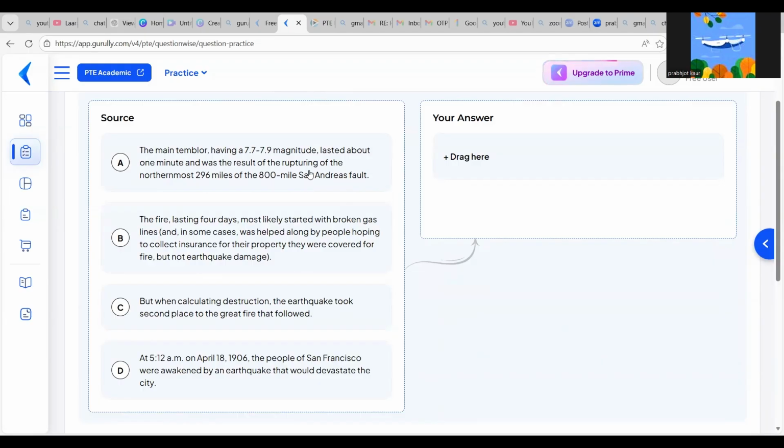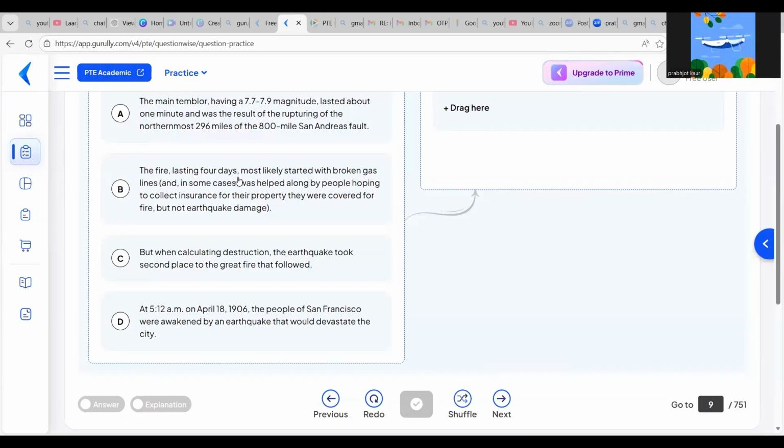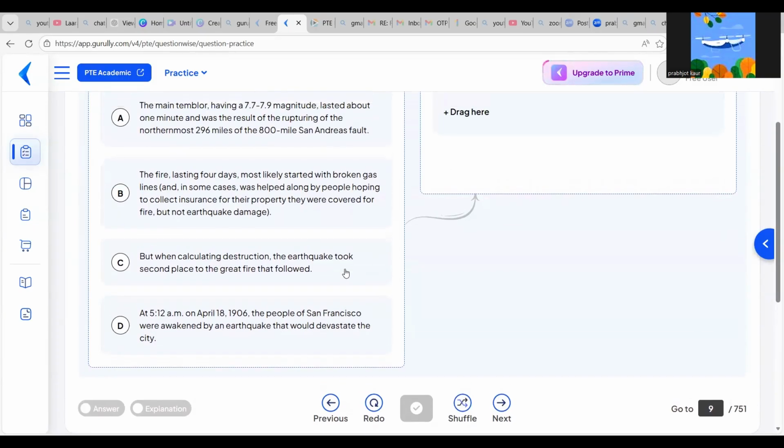The fire lasting 4 days. At 5:12 a.m. on April 18, 1906, the people of San Francisco were awakened by an earthquake that would devastate the city. Here is the time mention, date mention, and the introduction of something.